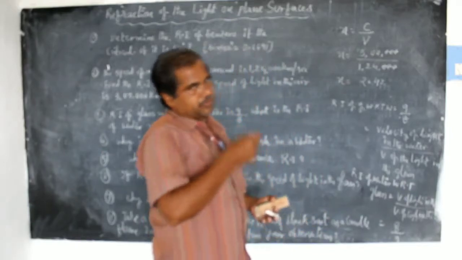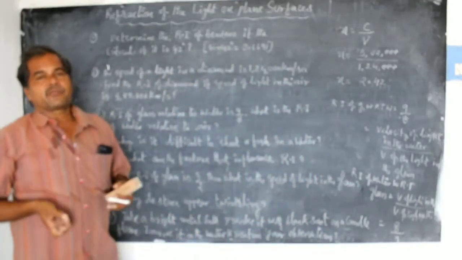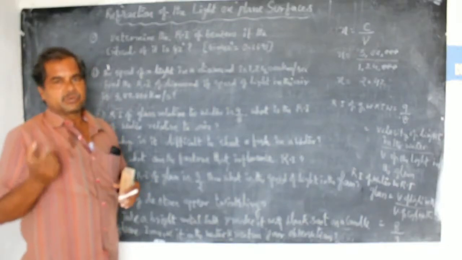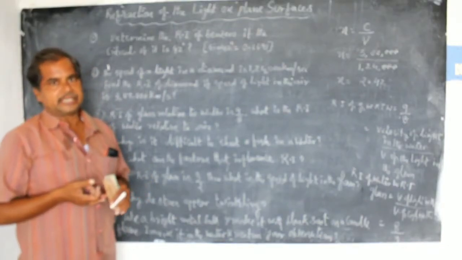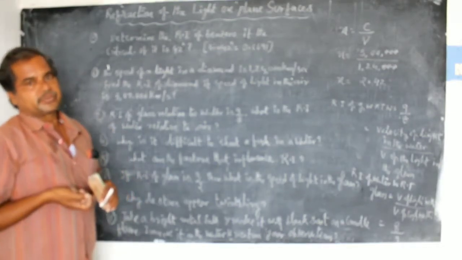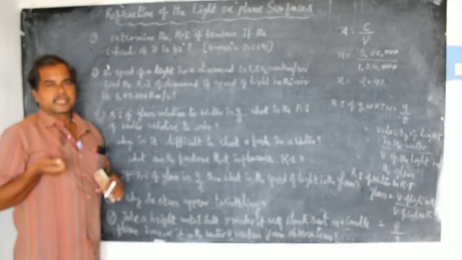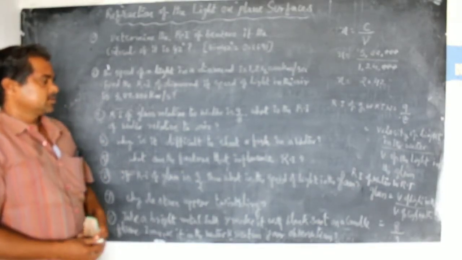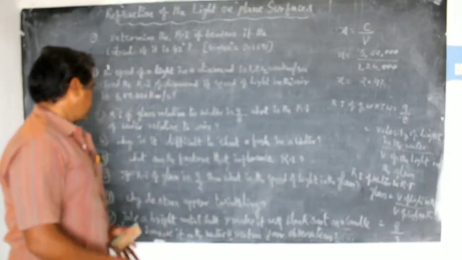So what is meant by relative refractive index? The refractive index of one transparent medium with respect to another transparent medium is known as relative refractive index. Algebraically, it is expressed as the velocity of light in the first medium divided by the velocity of light in the second medium. Okay, so the value is 8 by 9.